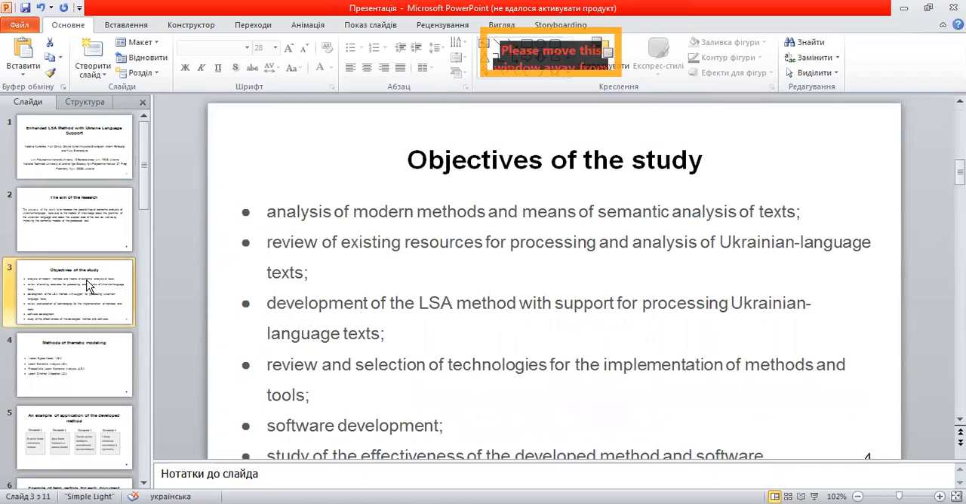So, the main tasks of our study are analysis of modern methods and means of semantic analysis of text, review of existing resources for processing and analysis of Ukrainian language text, development of the LSA method with support for processing Ukrainian language text, review and selection of technologies for the implementation of methods and tools, software development, and research of the effectiveness of the developed methods and software.